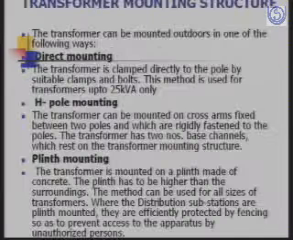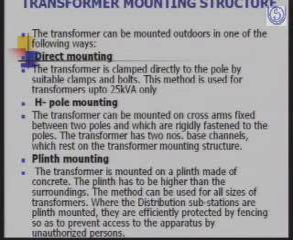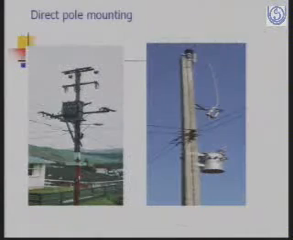So the mounting structure of the distribution transformer can be mounted directly on a pole, as we saw in the HVDS, or the distribution transformer can be mounted on two poles, which is called an H-pole mounting, or the distribution transformer can be placed on a plinth. These three types of mountings are usually used for the distribution transformers. I show you photographs of these types of mountings.